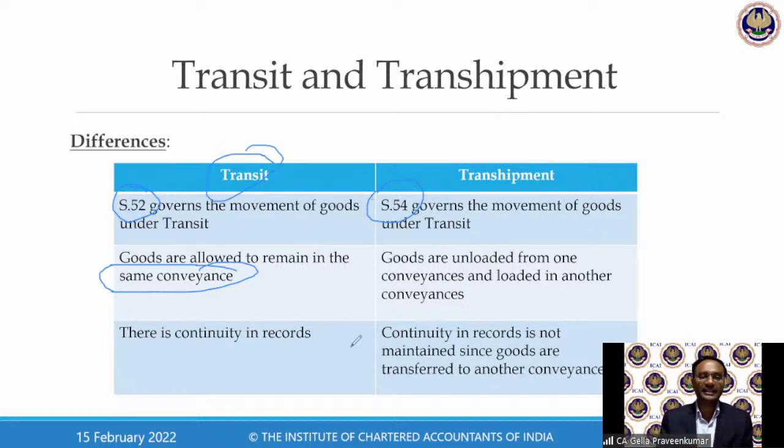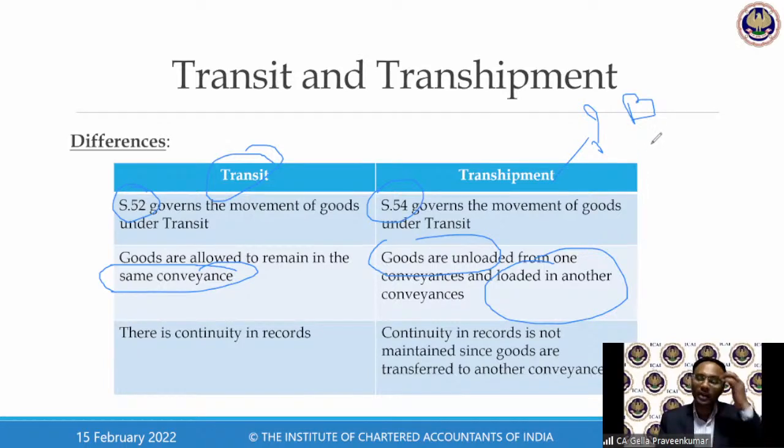In case of a transshipment, the goods are unloaded from one conveyance and loaded into another conveyance. Why do I adopt transshipment? Reason, I have a big boat, or I have less time. A vessel which has come, which is of a very big size, didn't get a berth to park. So when they don't have a place, they shift into a smaller conveyance. That's called transshipment.